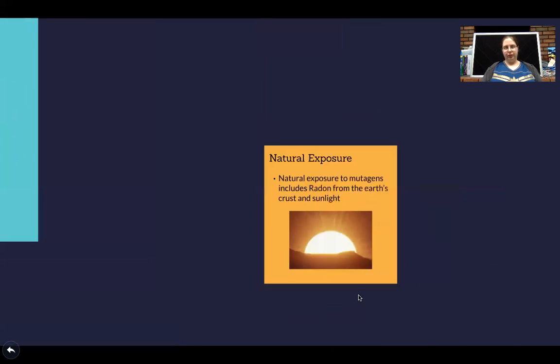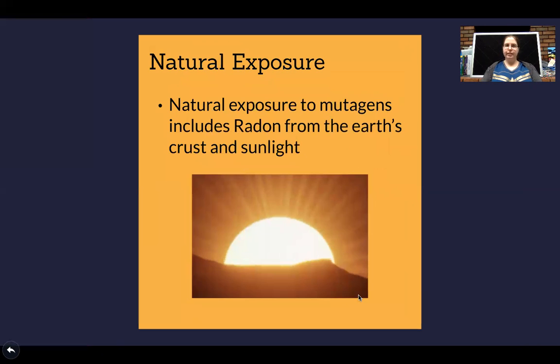All right, natural exposure. So there are certain mutagens that naturally occur around us. So there is radon from the Earth's crust. It is so minute, you don't have to worry about it. But that is why there's thought that prolonged excursions underground, like deeper underground where there's more radon, could potentially lead to certain mutations or effects.